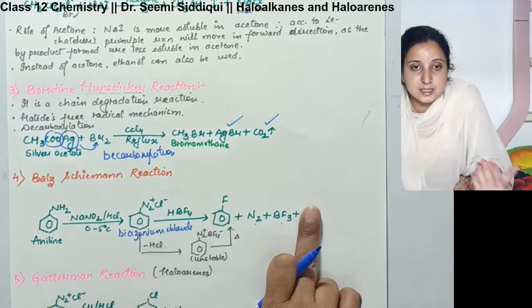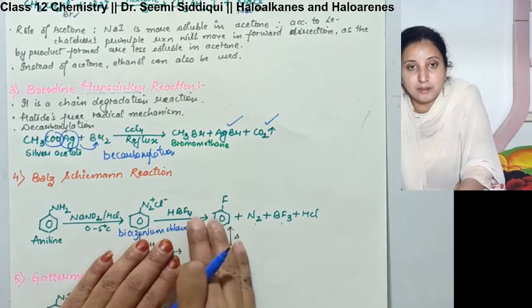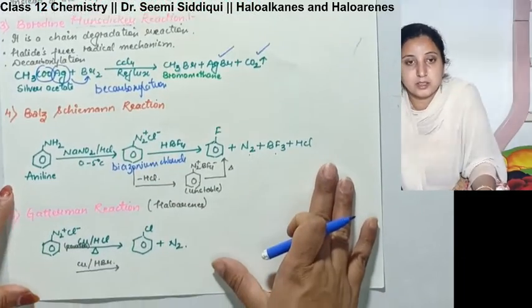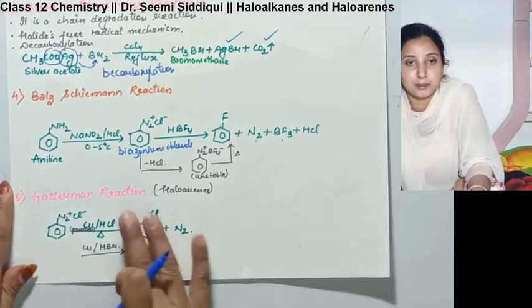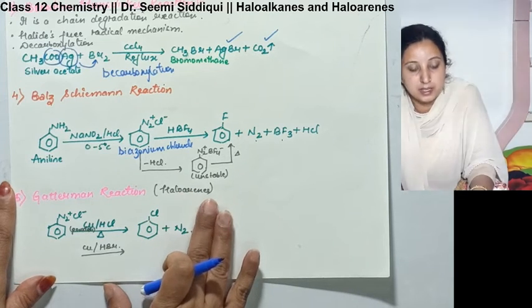Why? क्योंकि HCl पहले ही eliminate हो जाएगा. If you are following this upper way, then we write down the HCl over here. The next reaction is the Gattermann reaction. Gattermann reaction में we prepare a haloarene.